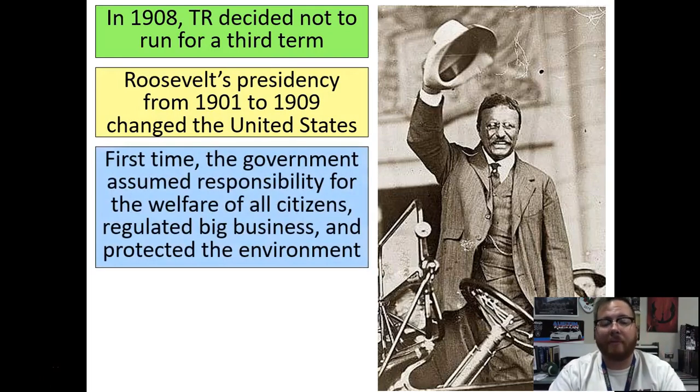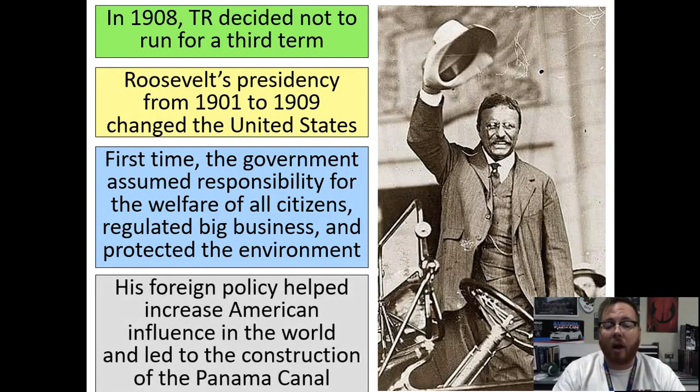For the first time, the government assumed responsibility for the welfare of all citizens. He regulated big businesses and protected the environment. Those are all things that the government had never done before. The welfare of all citizens? That's not a thing. Regulating big business? Well, that would slow down the economy and big businesses wouldn't make as much money. They wouldn't be so big. Protecting the environment? What's the environment? Those are all things that the government would have said. But thanks to TR, they were all brought into check. His foreign policy also helped him increase American influence in the world and led to the construction of the Panama Canal.